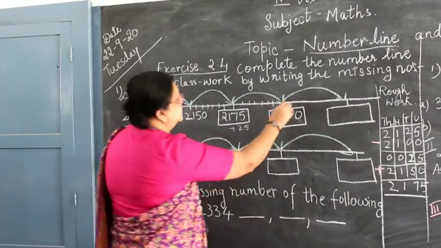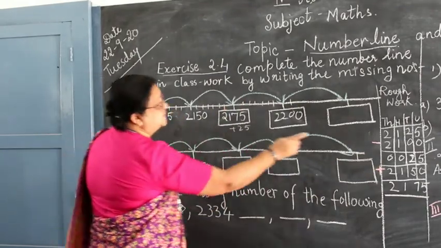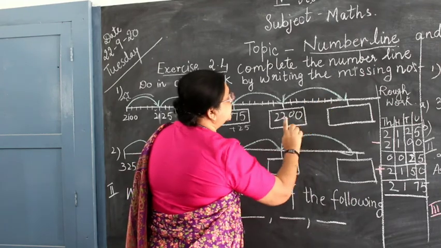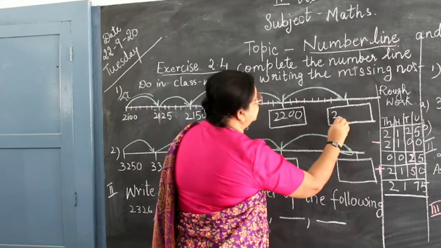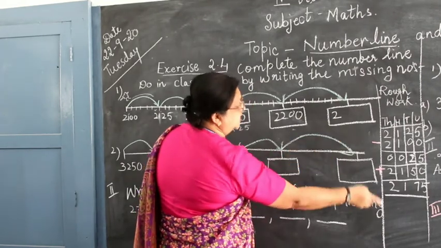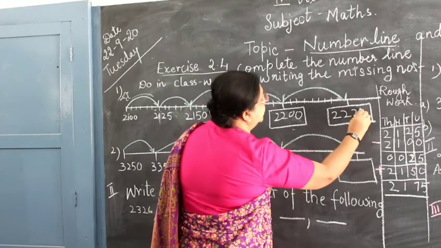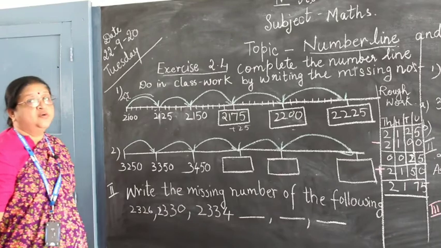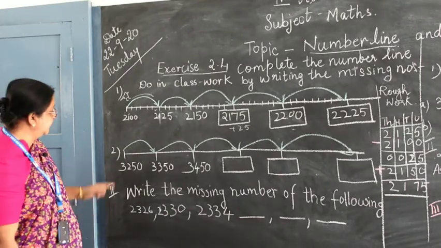Again, you know the difference is, because you got the difference, right? You minus this, you got the difference what? 25. So the difference you got is 25. You add up 25 here, it will be 2000. Add up plus 25 in your rough column, it will come 2225. I hope you are understanding. Now I'll show one more example here children.